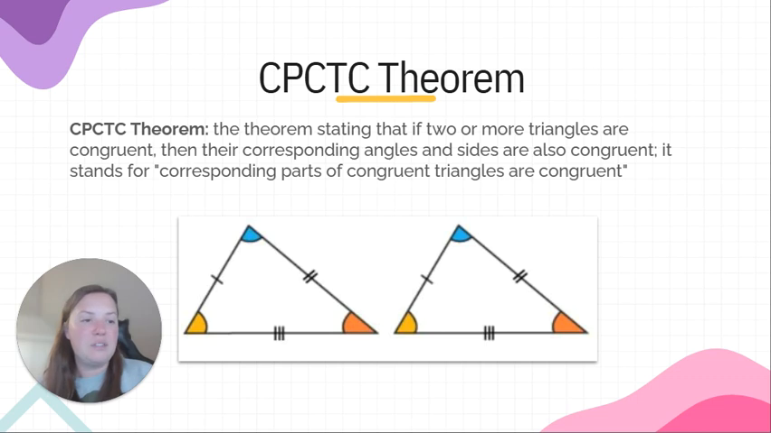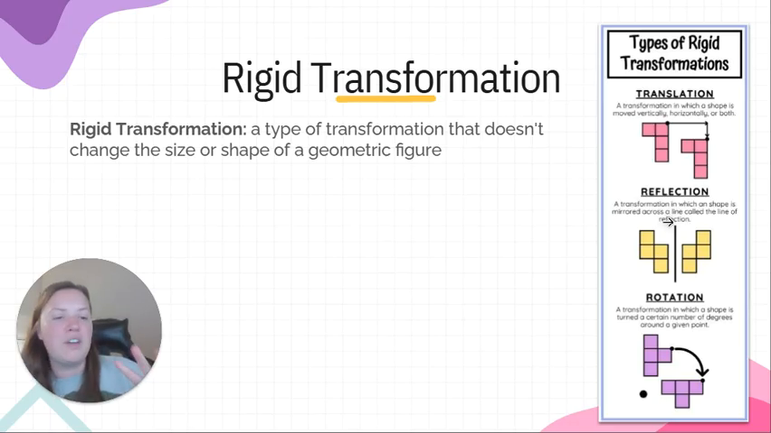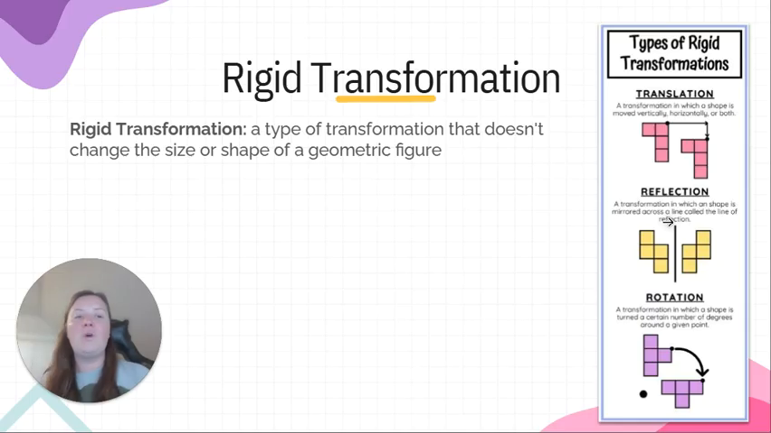Up next, we have rigid transformations. I've said it once, I'll say it again. There's 3 types of them: translation, reflection, and rotation. We can translate, reflect, and rotate as much as we want. The shape is going to stay congruent, the exact same, okay?